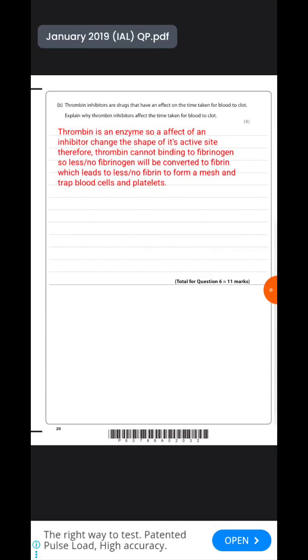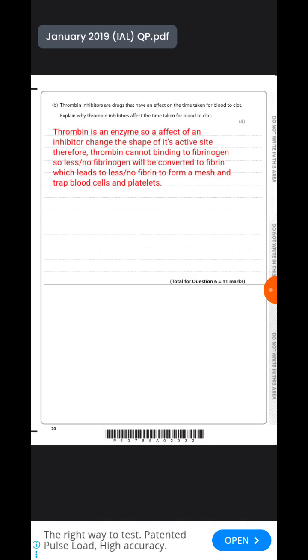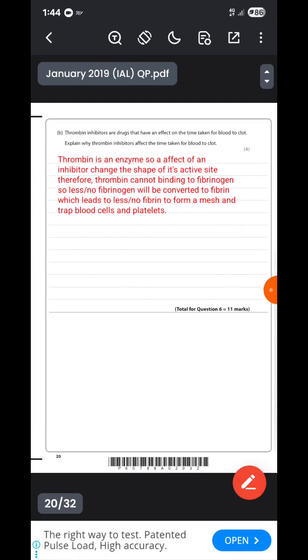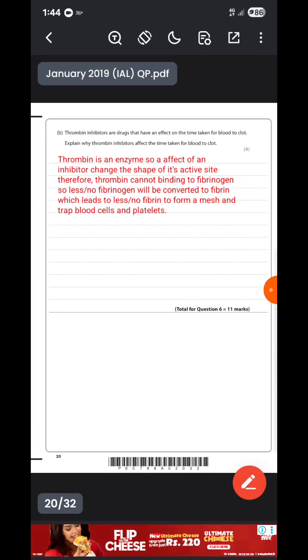So, inhibitor means something that opposes something. For example, now here it's thrombin inhibitor. That means it inhibits thrombin. It does not allow thrombin to work properly or not work at all. So the answer is thrombin is an enzyme. So the effect of an inhibitor is to change the shape of its active site. So if it's an enzyme, then you must write it changes the shape of its active site. Therefore, thrombin cannot bind to fibrinogen. So, less or no fibrinogen will be converted to fibrin, which leads to less or no fibrin to form a mesh and trap blood cells and platelets. Okay.